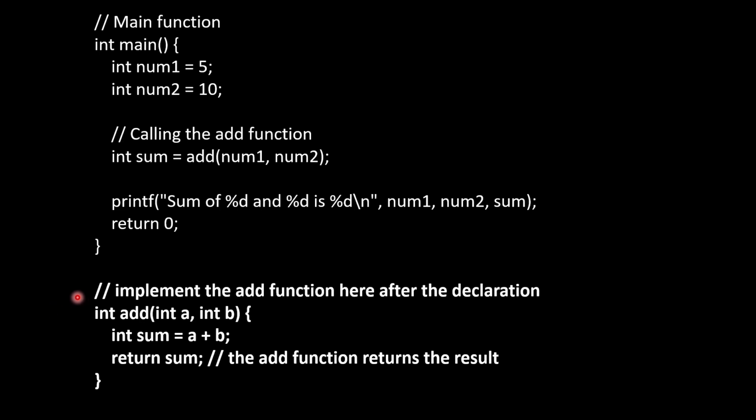So we have implemented the add function after the declaration. When the add function is called from the main function, the values of num1 and num2 are passed to integer a and integer b, which are the local variables for the add function. Then the add function will execute its code, that is, it just sums the variables a and b, then returns the sum. The returned value will be received in the main function and stored in the sum variable, and then the value of the sum variable is printed using the printf function.